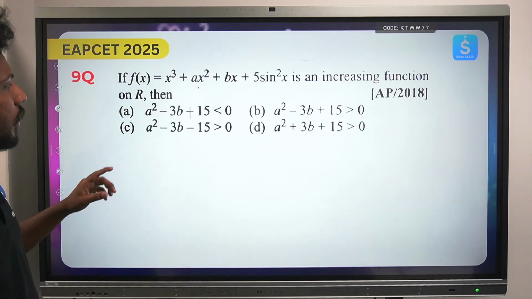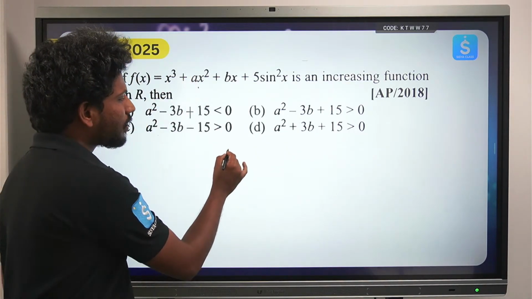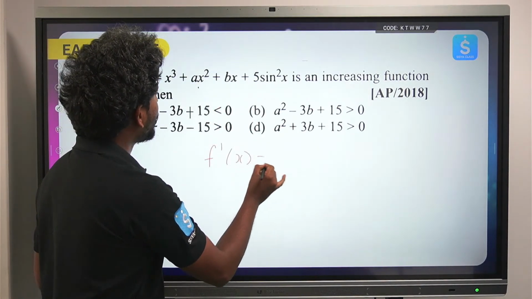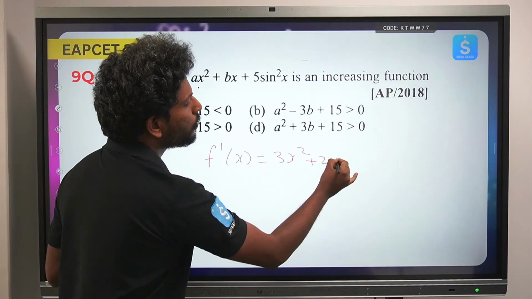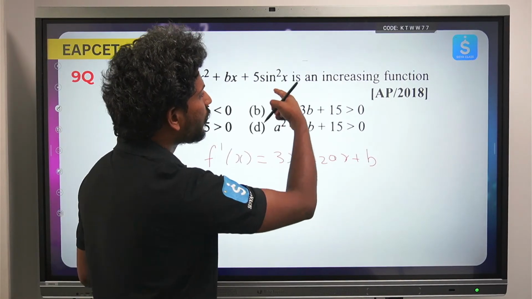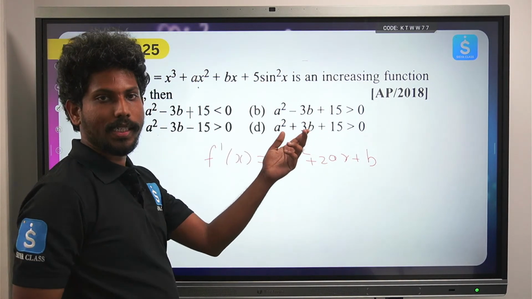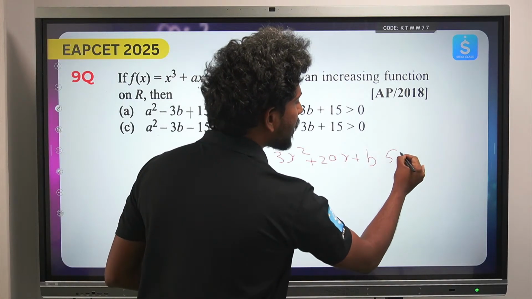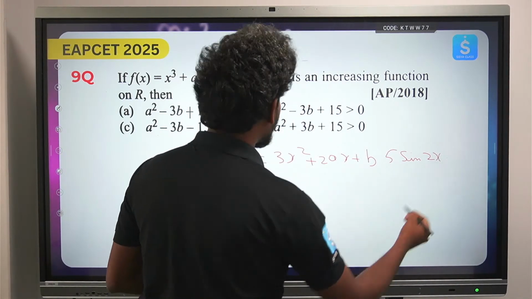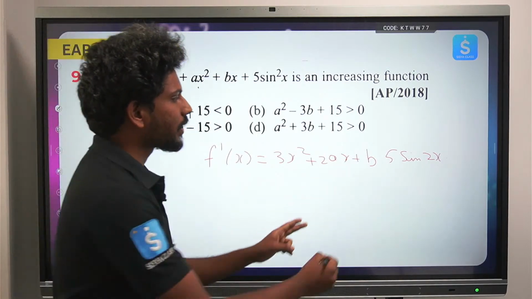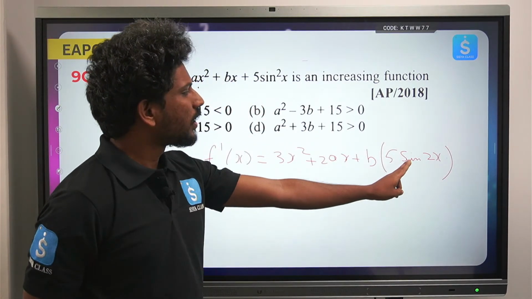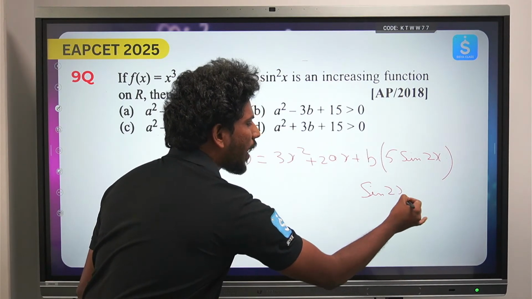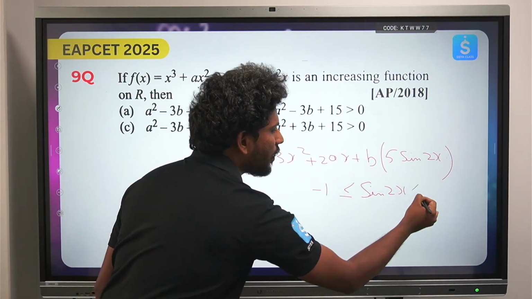Okay, so for the similar thing here, I would like to just give a hint. If you try to differentiate this function, f dash of x equals 3x square plus 2ax plus b. If you derive the function 5 sin square x, that will be 2 sin x cos x, so that will become again 5 sin 2x. Now if you derive this function, I got this finally. So if you see here, this function sin 2x always lies between -1 and +1.